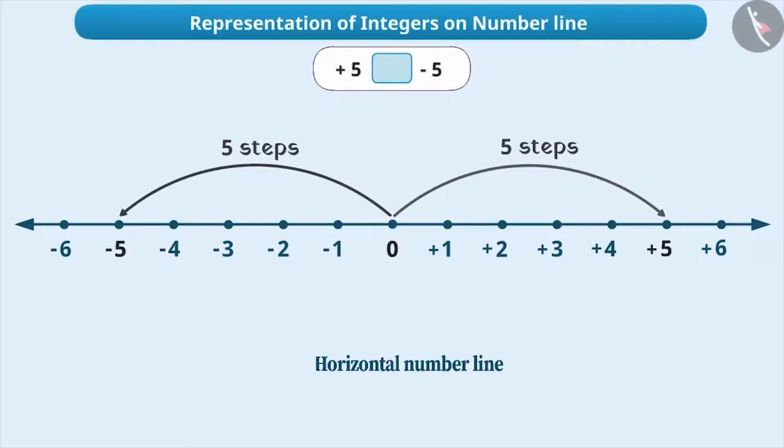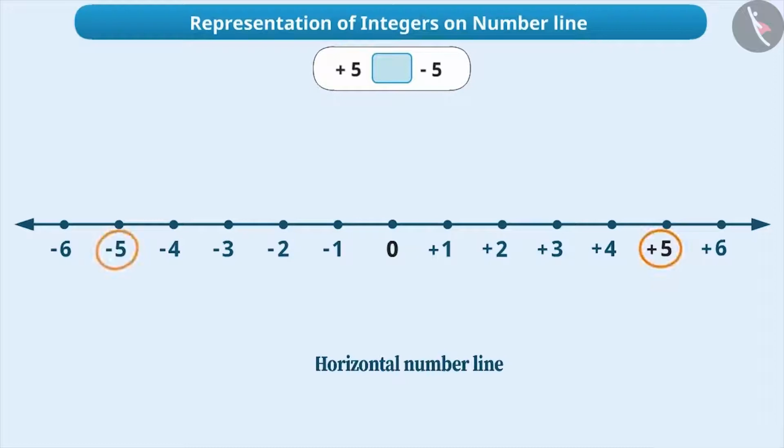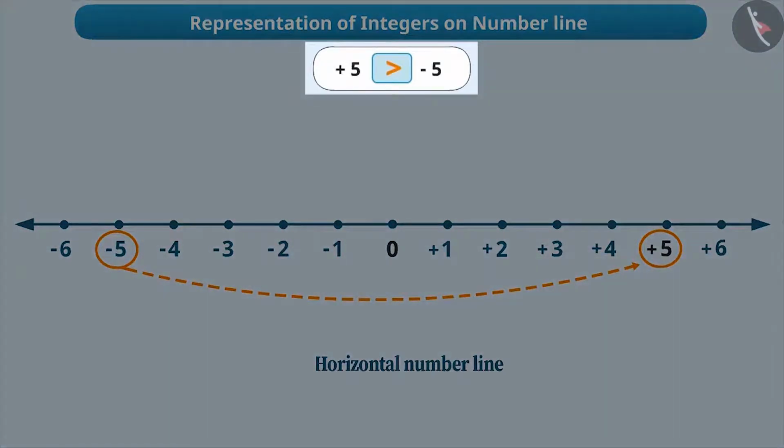As you can see, the value of the numbers increases as we move to the right and decreases as we move to the left of 0. Since plus 5 is to the right and minus 5 is to the left, plus 5 is greater than minus 5. Please note that the symbol used for comparison always faces the larger number.